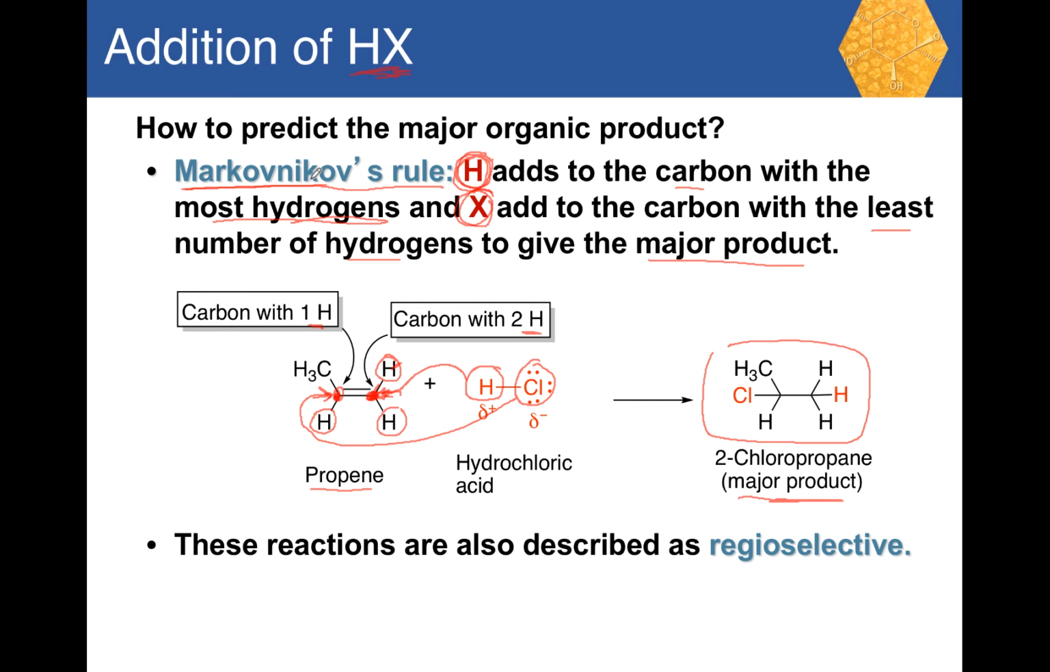So once again, Markovnikov's Rule states that the hydrogen of HX will add to the carbon with the most hydrogens, and the X will add to the carbon of the double bond with the least number of hydrogens to generate the major product. You'll see in the book that these reactions are described as regioselective because they select a particular carbon in the reactant to add to.